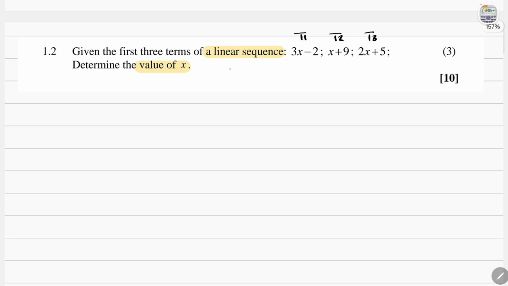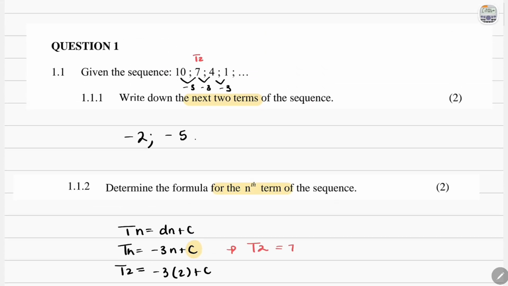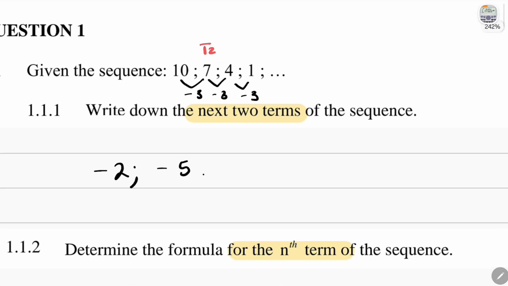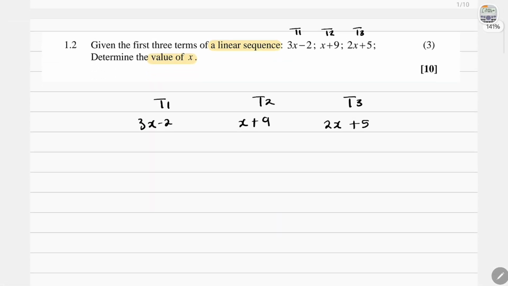Okay, so here's the thing. With a linear sequence, there's something we know about a linear sequence, and we saw this already from the previous question. Did you notice that in the previous question, when we were trying to get to the next term, we just kept saying minus 3, minus 3? Okay, so a linear pattern has a constant difference. And we find that constant difference by saying the next term minus the previous term. Okay, if you said 7 minus 10, you get negative 3. 4 minus 7, you get negative 3. Okay, so that's what we're going to use.